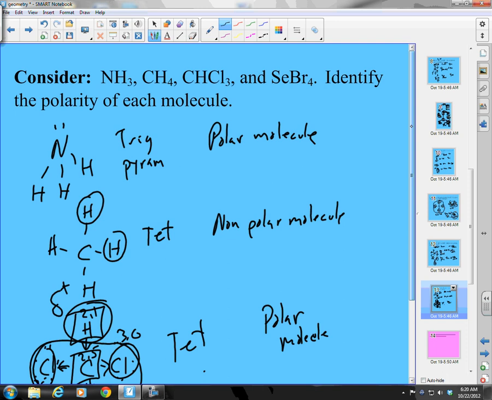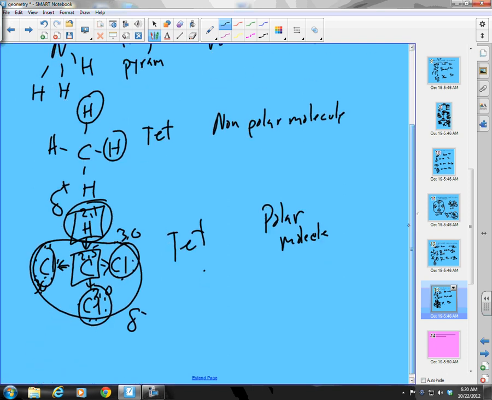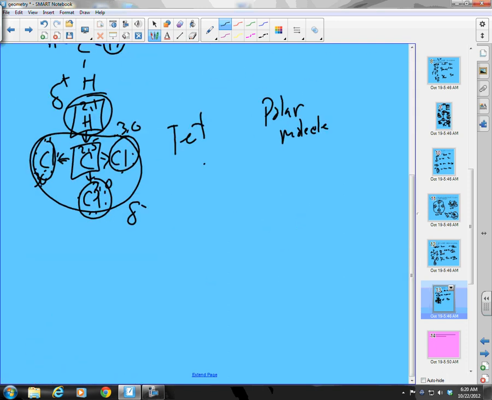And finally, selenium tetrabromide. Good. Here's my selenium tetrabromide. Here's a bromine, and here's a bromine, and here's a bromine, and here's a bromine. And I complete my octets. And what is that? 8, 16, 24, 32. But how many do I need? I need 34. So he said that that was seesaw.